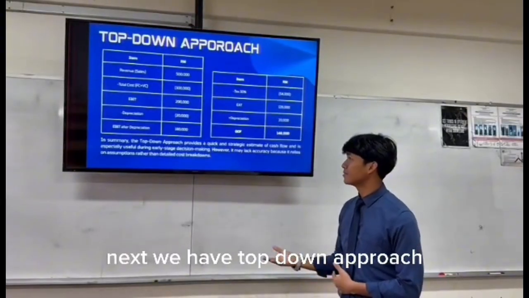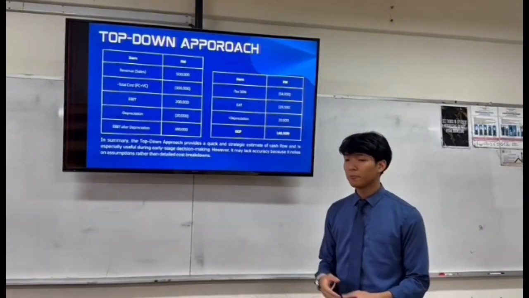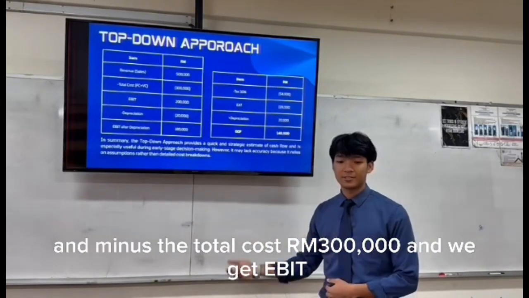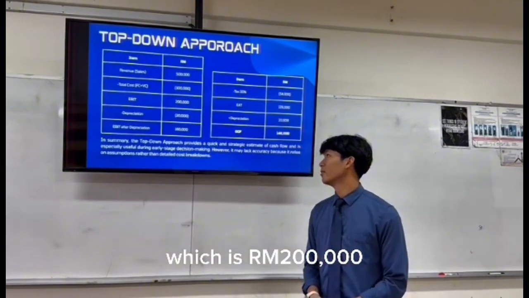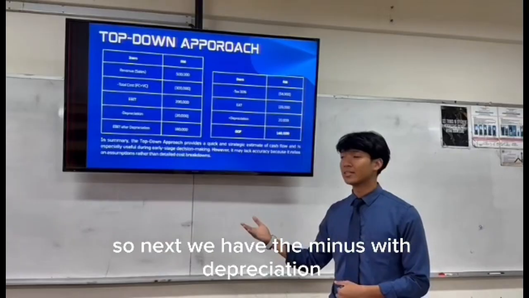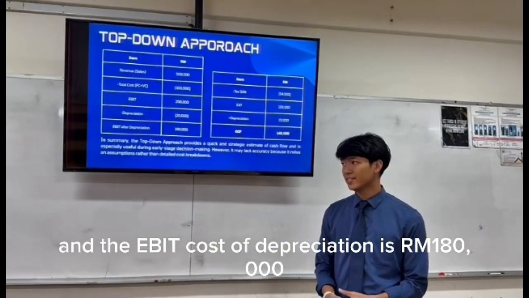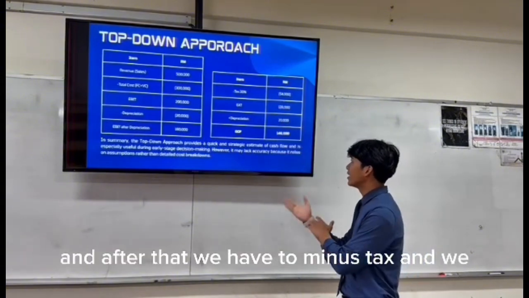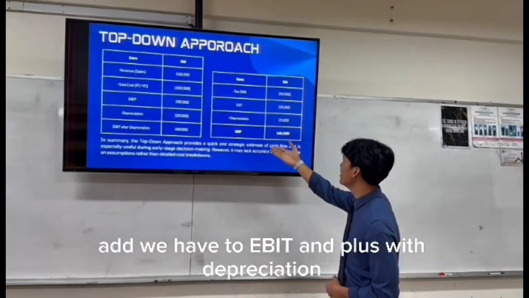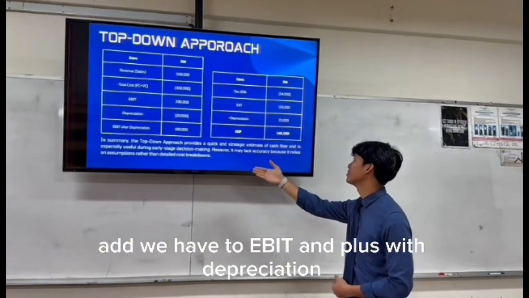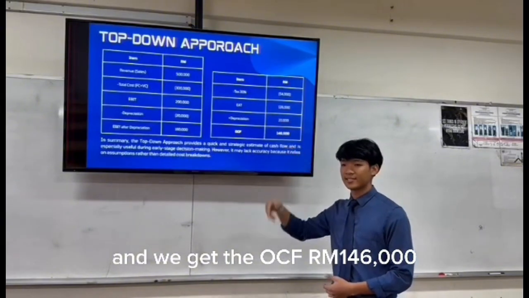Next, we have the top-down approach. First, we have revenue, which is 500,000 ringgit, minus the total cost of 300,000, and we get EBIT, which is 200,000 ringgit. Next, we minus the depreciation, and the EBIT after depreciation is 180,000 ringgit. After that we minus the tax, and plus the depreciation of 30,000 ringgit, and we get the OCF of 146,000 ringgit.